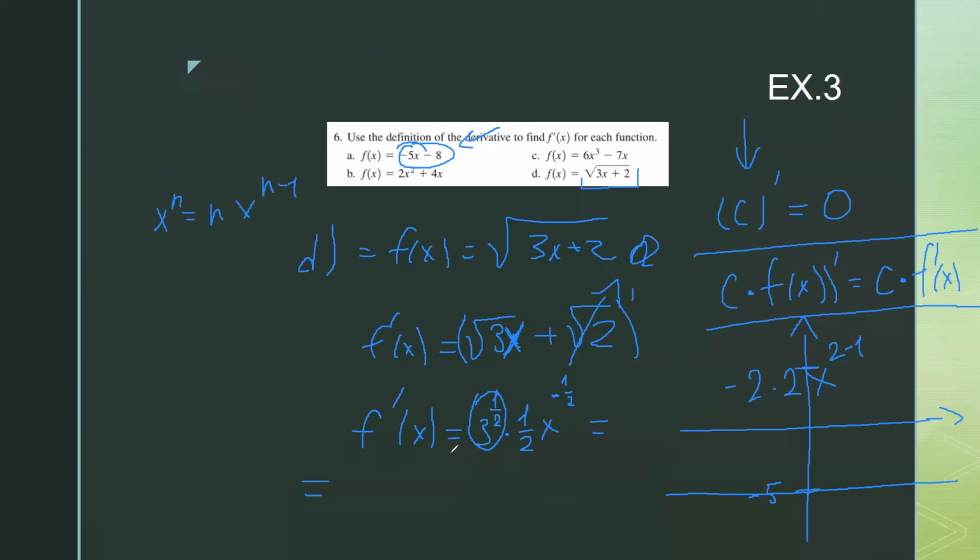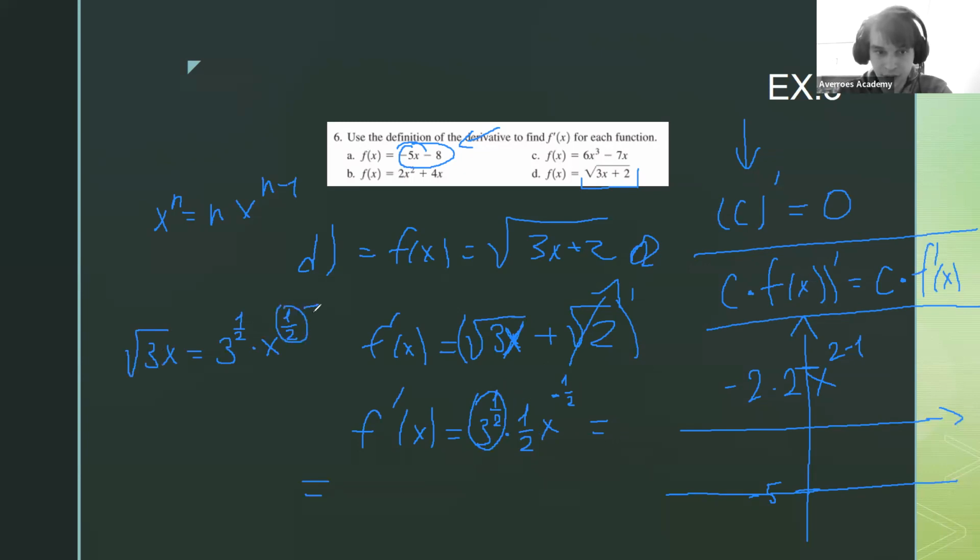Can you just tell me quickly how you found the n, though? For this case, I just want to represent root of 3x as 3 to the power 1 over 2 times x to the power 1 over 2. And yeah, this is my n. Okay, that's your n. Okay. Oh, okay. And then in example B, we had a power of 2, so then that was our n. Yes. Okay. And then, for example A, we had no power, so we could assume it's 1. That's how we got it. Okay, I see now.